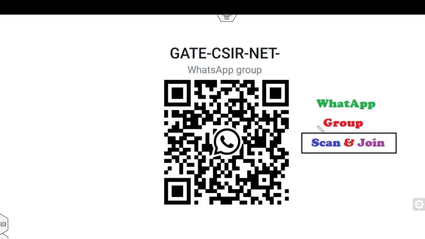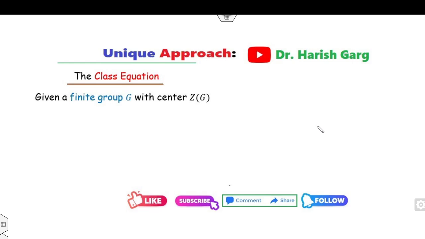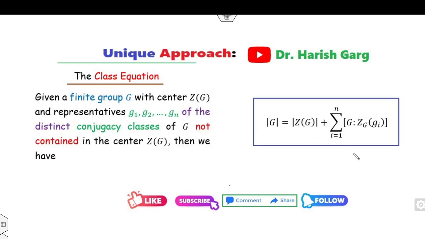Now, all of you know what the class equation is. If you have a finite group G with center Z(G), then this equation, equation number 1, is called the class equation, where this is the order of the group, this is the order of the center of the group, and these are my conjugate classes.